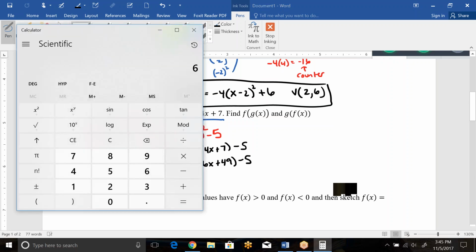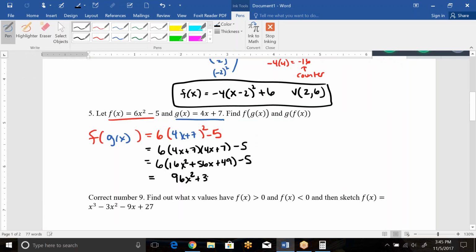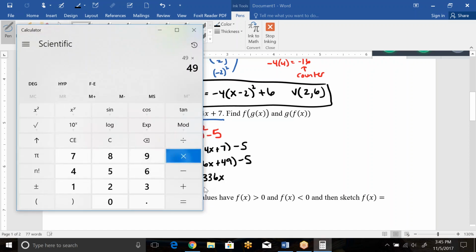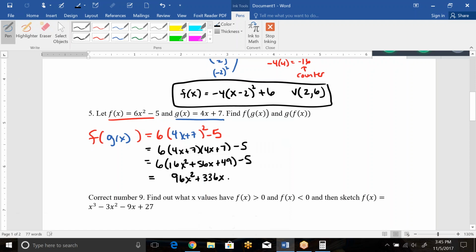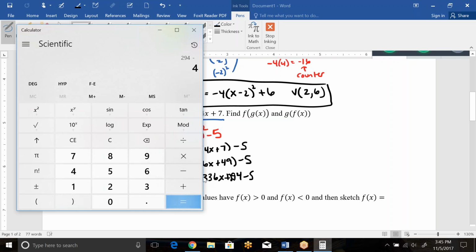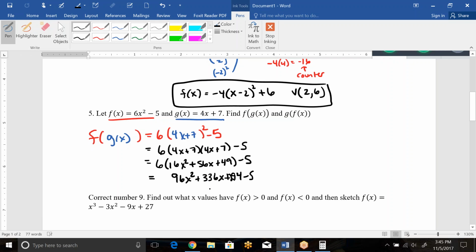6 times 56 is 336x, and then 49 times 6 is 294, and then we need to subtract the 5 from that last part, so it's 289. So this one would be 96x squared plus 336x plus 289. So that's f of g of x.